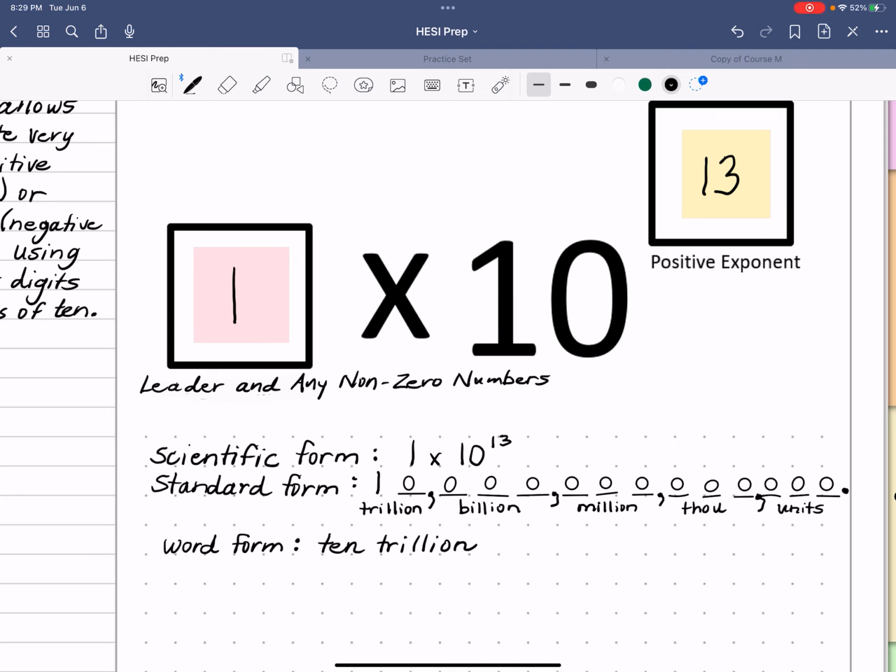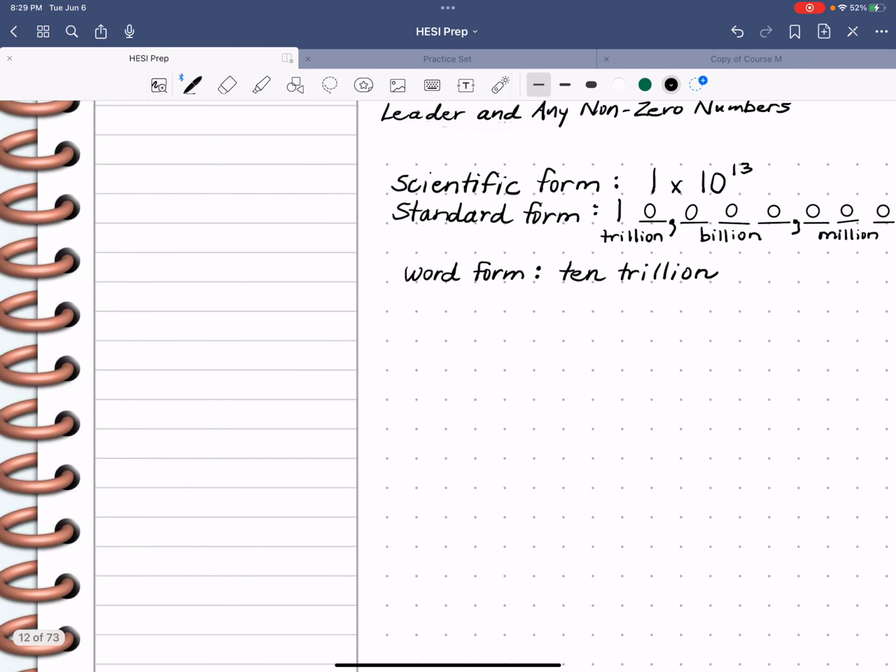Okay. Let's try the next one. Here's the problem. It says to convert. Well, I didn't give you that one, did I? Let me go ahead and write it in. You can write it in here too. Convert 68, not thousand, million, to scientific notation.